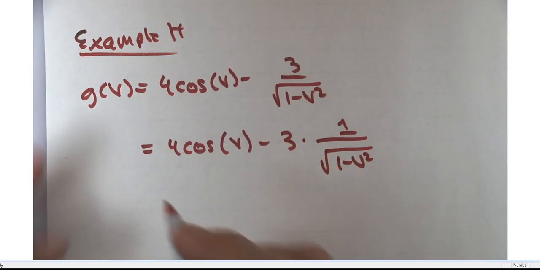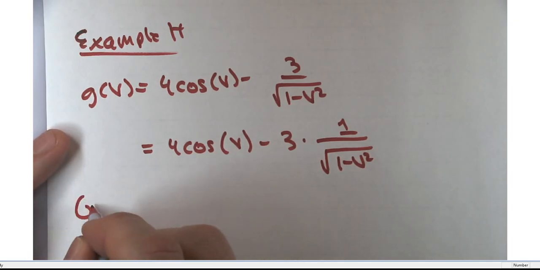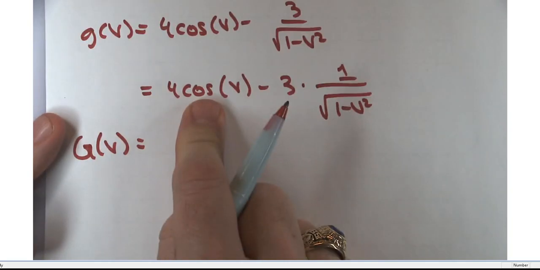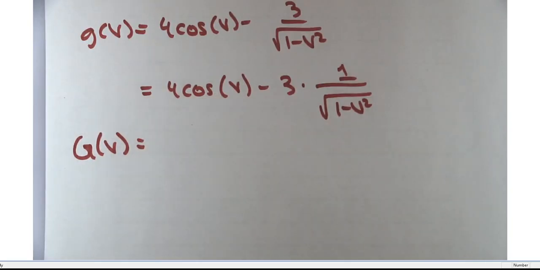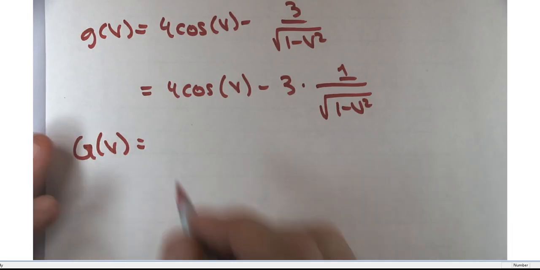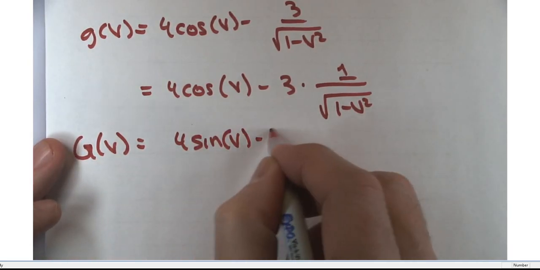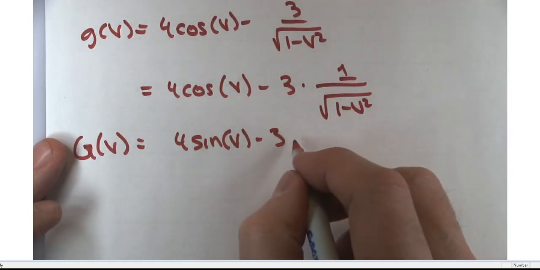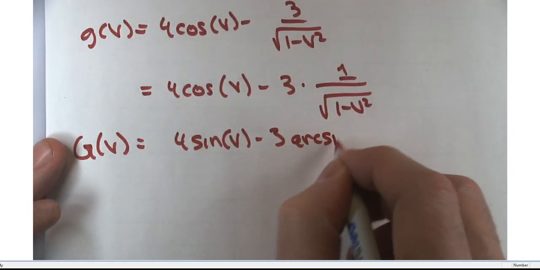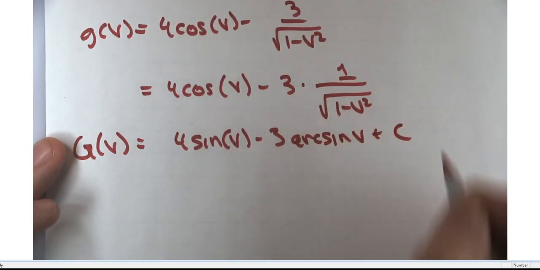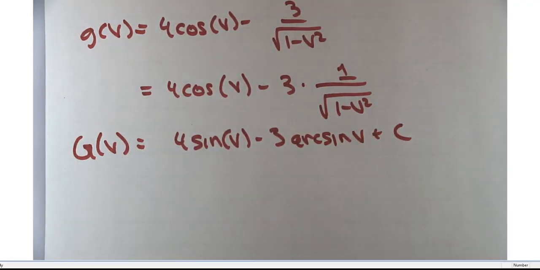So we can do capital G of V is going to be, well, let's see. We've got to work backwards. What do you differentiate to get a cosine? Sine. Do I need a negative there or no? No, I don't need a negative. Minus 3 times the arc sine of V plus your constant. Nice, nice.